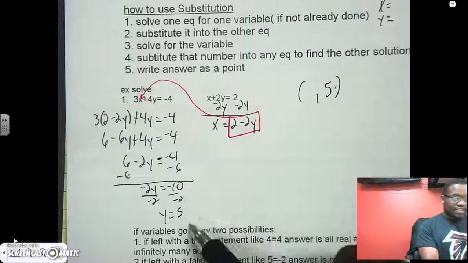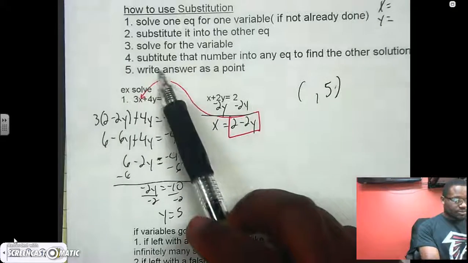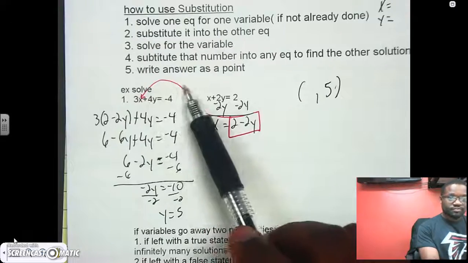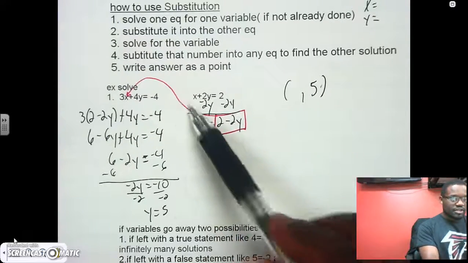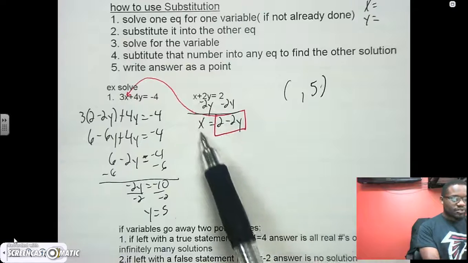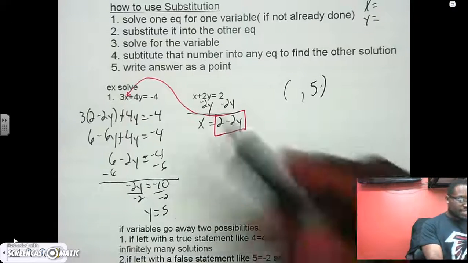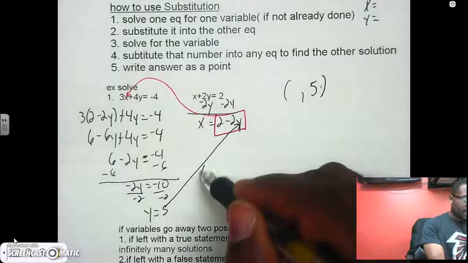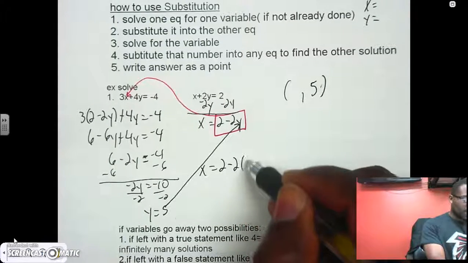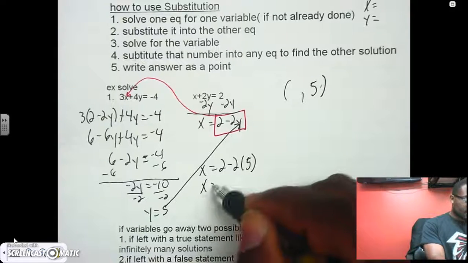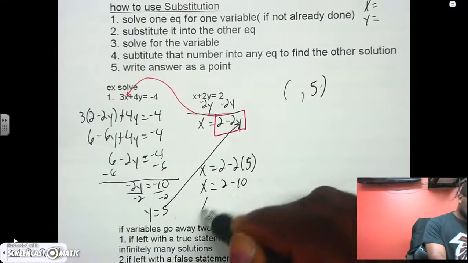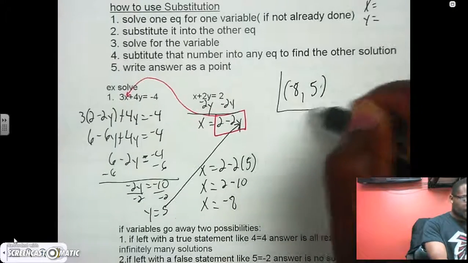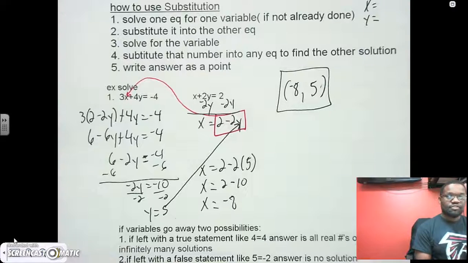Now, how do I find the x? Well, it says substitute that number into any equation, that means any of the original equations, to find the other solution. But notice that this original equation was switched around to give me this. It's much easier to take this 5 and substitute it in for that y right there. So I'm going to do that. x equals 2 minus 2 times 5, and that's x equals 2 minus 10, which is x equals negative 8. Negative 8, 5 is your answer.